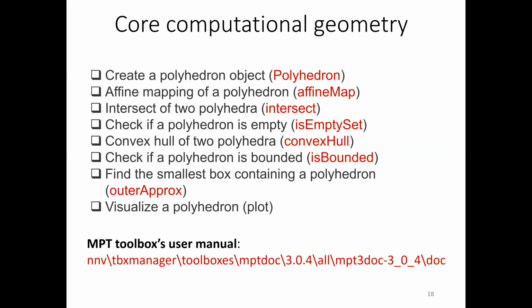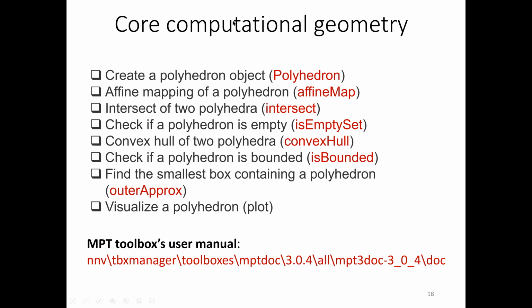And then the convex hull of two polyhedra. And then check the boundedness of the polyhedron using the isBounded method. And then I show you how to find the smallest box containing a polyhedron, and then how to visualize a polyhedron using the plot method, which is very easy. And for more information, you can check the MPT toolbox user manual here.